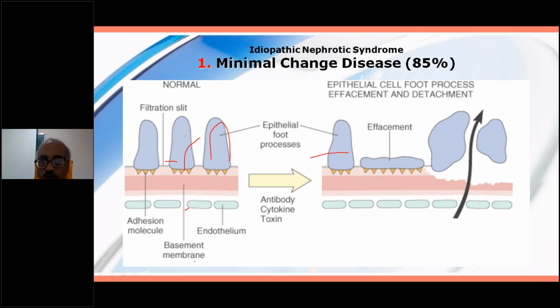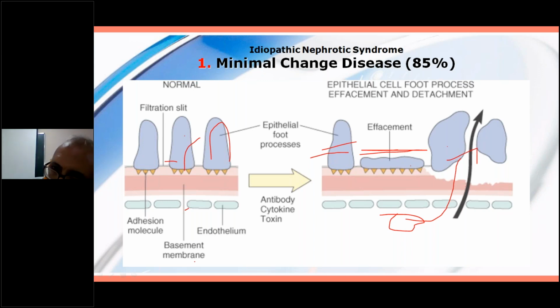So they became flattened. Here, what happened? You see, this is effacement. Some of them, at least, some of this is a normal one. This is a destroyed one. Because of this effacement of these foot processes, the contents inside the glomerular capillary just slip off and go into this lumen, actually, into the urine.